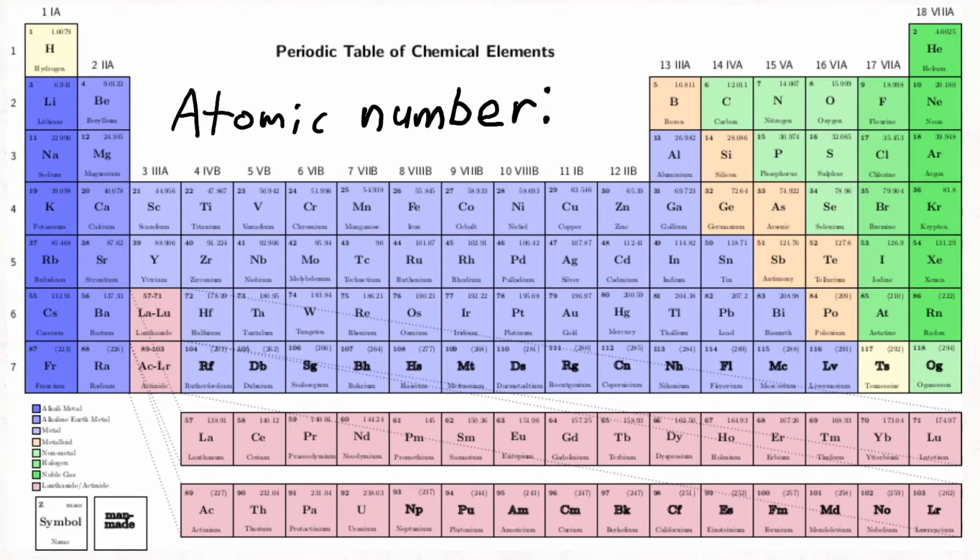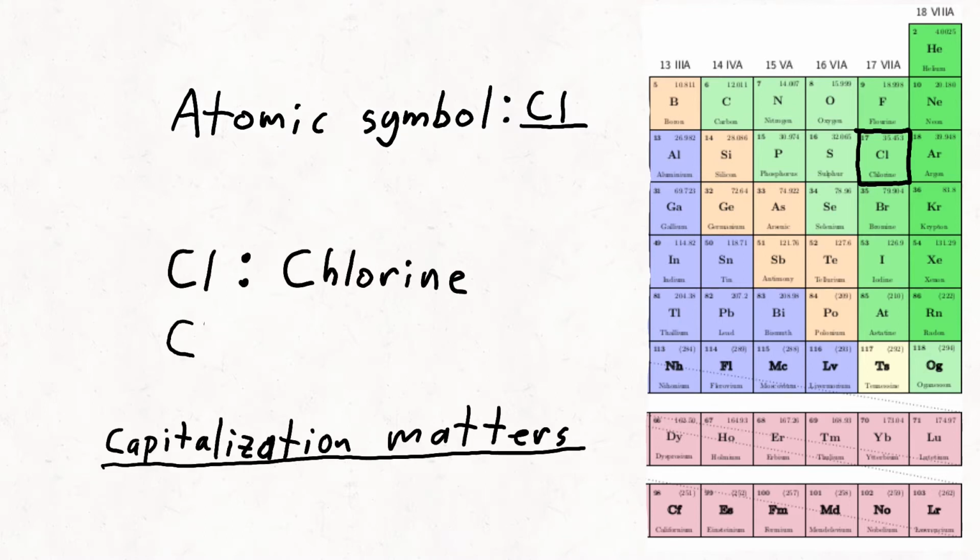If we want to find germanium with atomic number 32, we just find the 32nd element on the table. Chlorine has atomic number 17, so it is the 17th element on the table. The atomic symbol is in the middle of each box on the periodic table. The atomic symbol for chlorine is capital C, lowercase l. Note that capitalization matters since capital C, capital I means carbon and iodine instead of chlorine. All atomic symbols start with a capital letter and any other letters are lowercase.